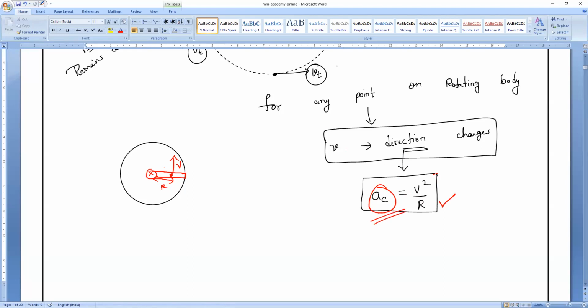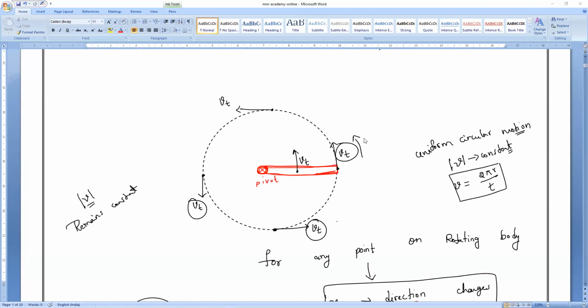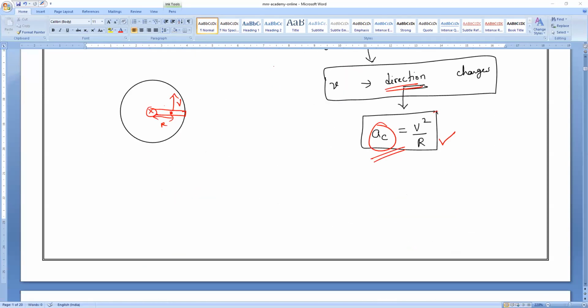Now, V can change by direction. Of course, V can also change by magnitude. Let us imagine the velocity is 5 meters per second here, maybe 10 here, maybe again 5 here, maybe again 15 here. Like that, the magnitude of velocity keeps on changing, and that is also velocity changing. Both magnitude as well as direction change.